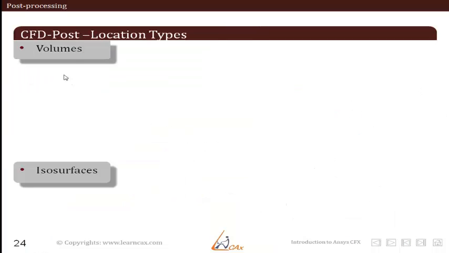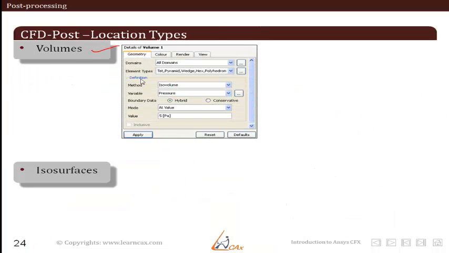Next entity that we are going to see is volumes. For volumes, when we click on the volumes icon, the volumes dialog box opens up. The first tab is geometry, and in that we have to select what type of elements of mesh are to be included in the volume, then the method of the volume, and the variable for which we are creating a volume, or from which we are creating a volume.